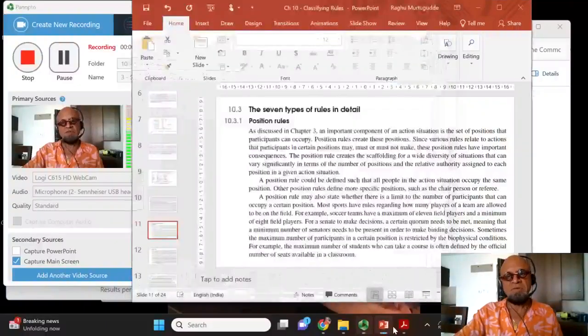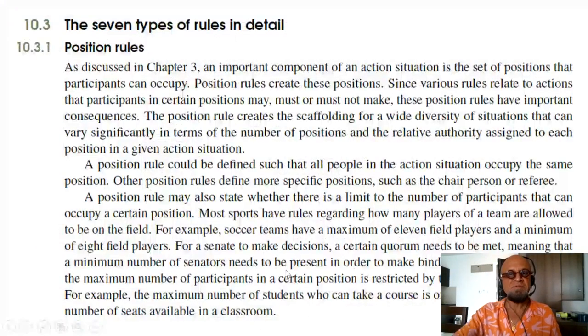Let's go ahead and put some more details behind these 7 types of rules that we already mentioned and looked at in a figure. This is a lot of text, and I'm going to read it because they are interesting and important as well. 7 types of rules in detail.